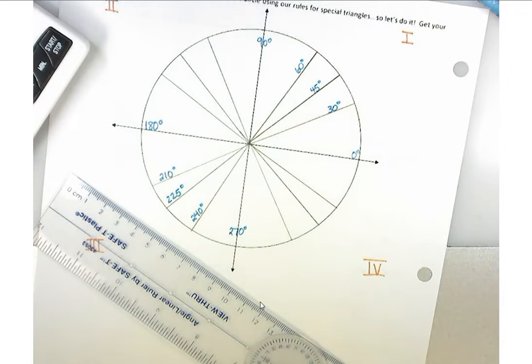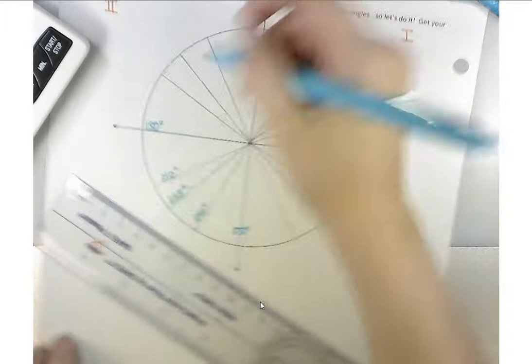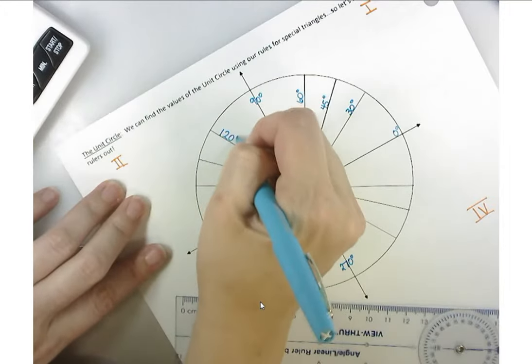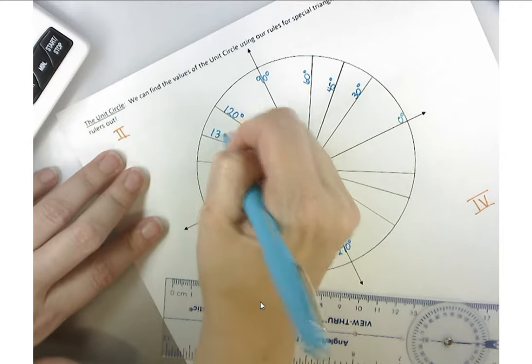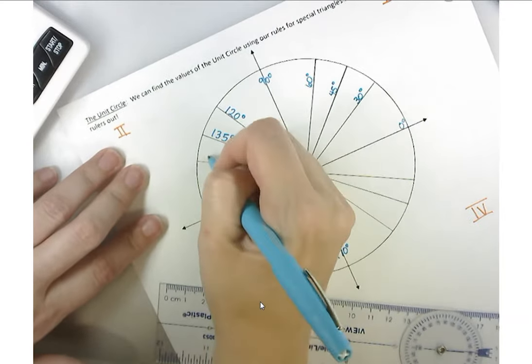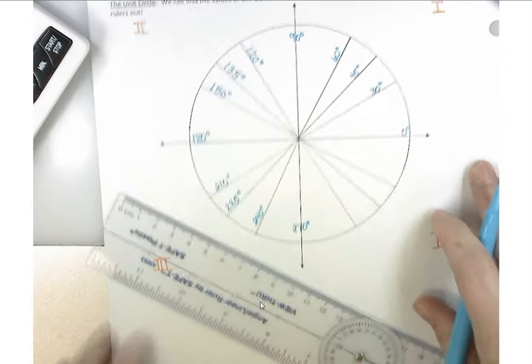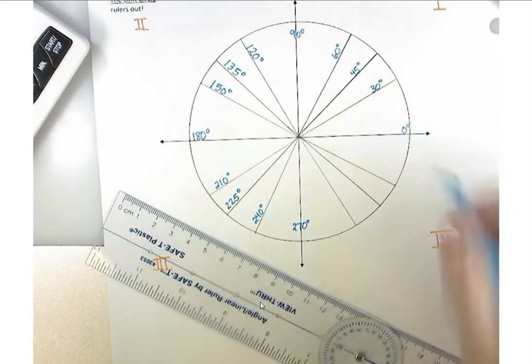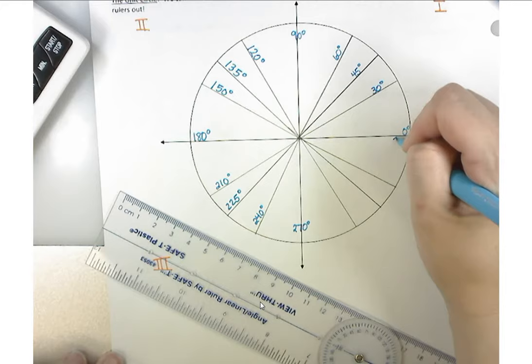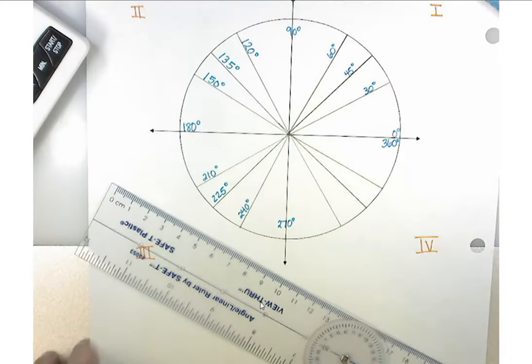Okay, and then again, you can just follow the pattern. So if you want to keep adding, you have the 30, then add the 15, then the 15. Okay, and go ahead and do that all the way around until you get the full way, which the full circle is going to be 360 degrees.